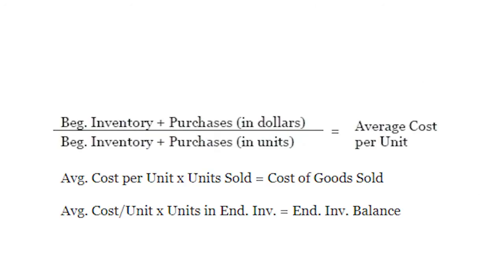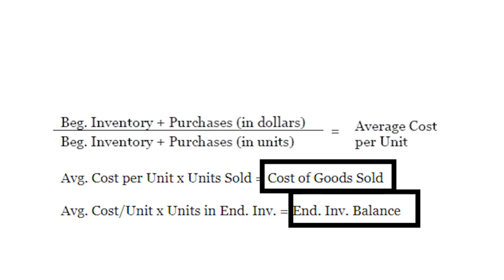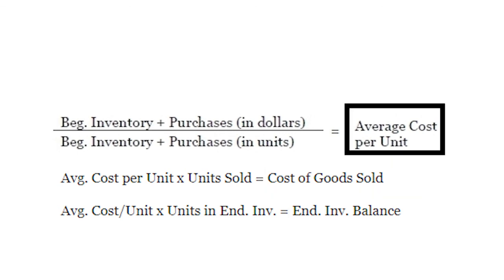The average cost method is a formula for calculating cost of goods sold and ending inventory based upon the average cost per unit of inventory available for sale over a given period.